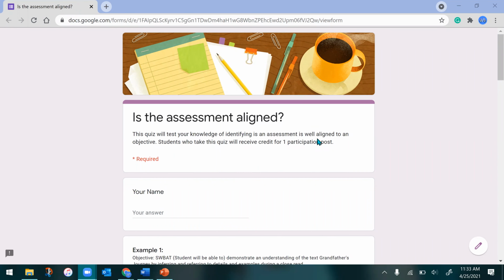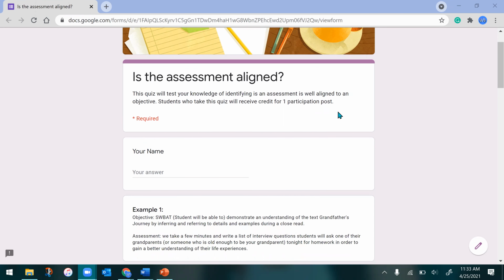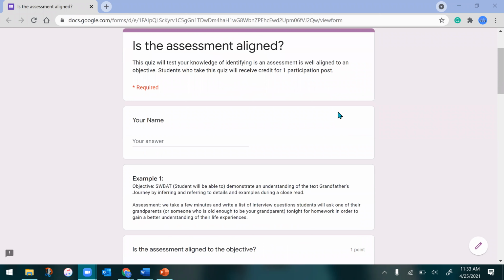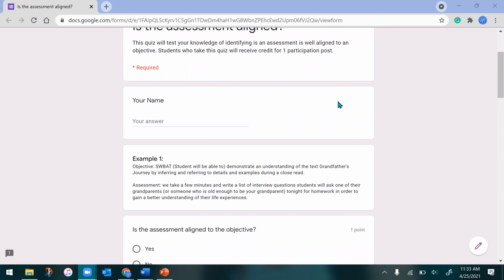All right, so you were able to look at 4 examples of objectives and assessments and determine if you were able to align them properly, or see if they were aligned properly. So let's take a look at what you did and what the rationale is for why or why not they are aligned.